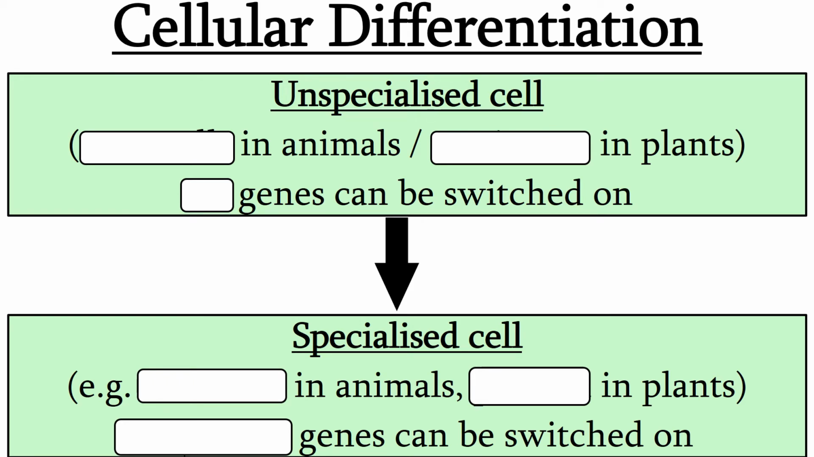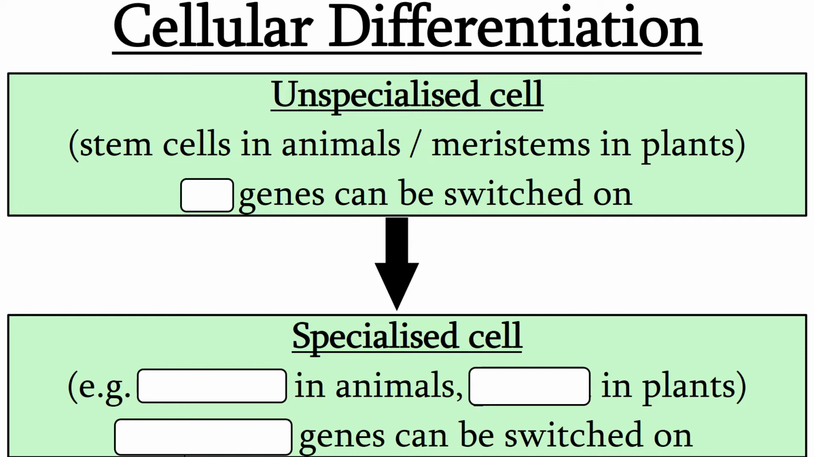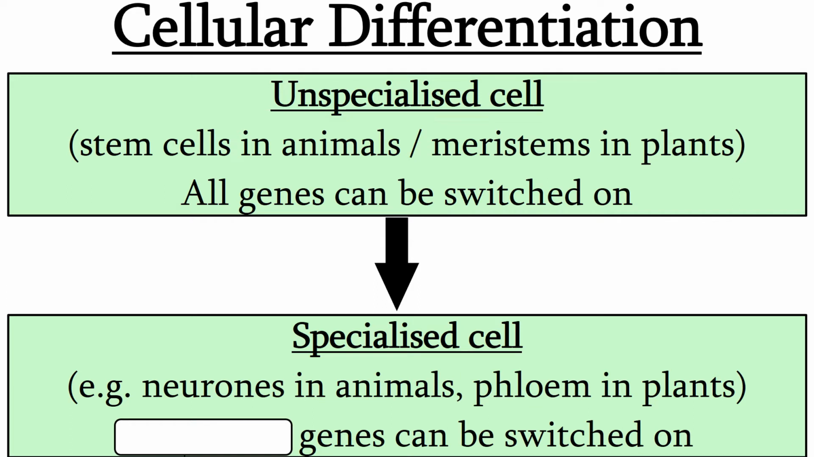Okay, so cellular differentiation, you might be able to get some of this. Unspecialized cells in animals are your stem cells, and in plants they are called meristems. Now in these cells, when they're unspecialized, all genes can be switched on, so they can become anything. Then when cellular differentiation occurs, you have specialized cells of various different types. An example: neurons in animals, and phloem in plants.